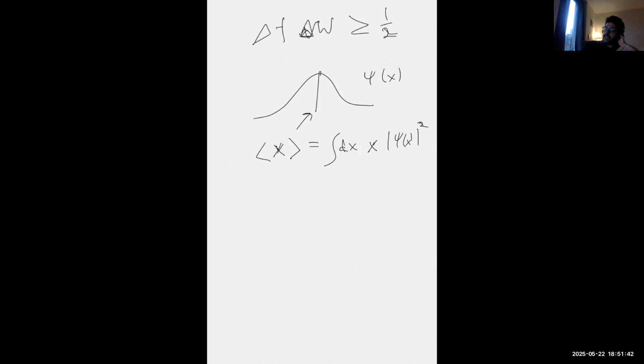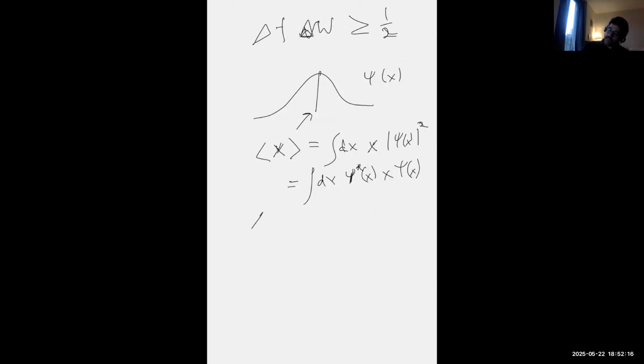Now you can rewrite this such that you can think of this x as an operator. So you can write it as, what this says is basically the complex conjugate of the wave function times x times psi of x, and you can think of multiplying by x as operating on this function.